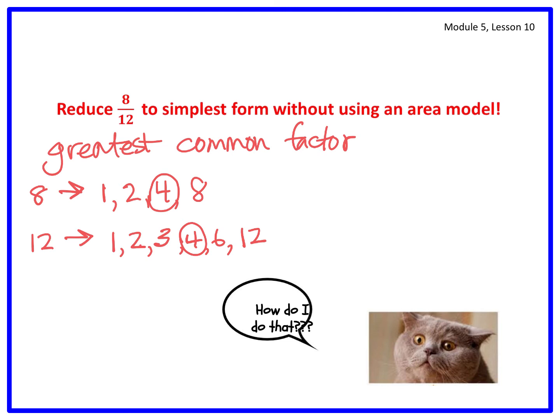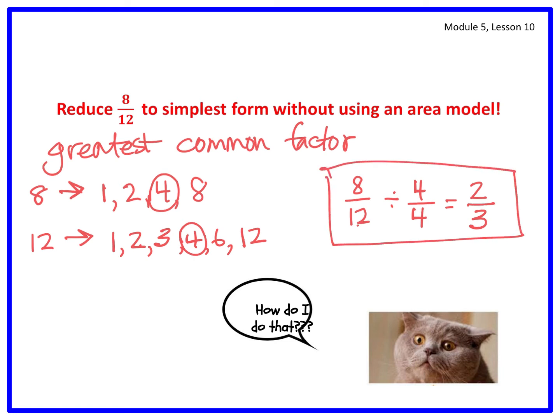Both 8 and 12 have 4, which means, just what we did before, I am going to take 8/12. I'm going to divide it by 4, and because I do it to the top, I have to do it to the bottom. And 8 divided by 4 is 2. 12 divided by 4 is 3. So I'm using my greatest common factor to find my equivalent fraction.